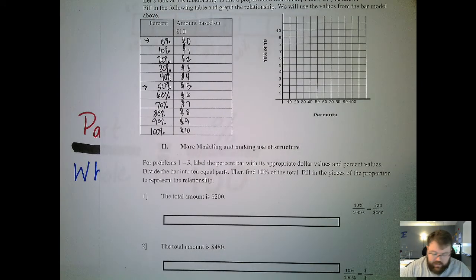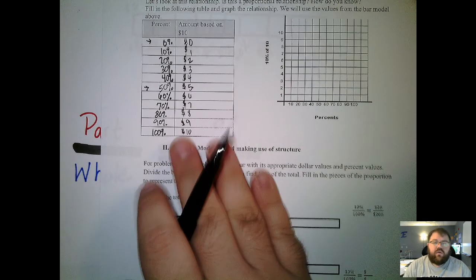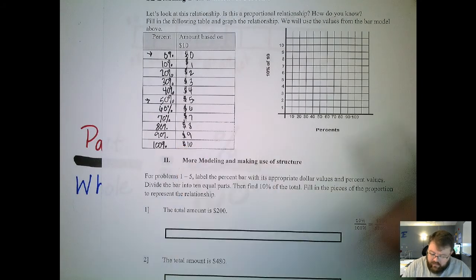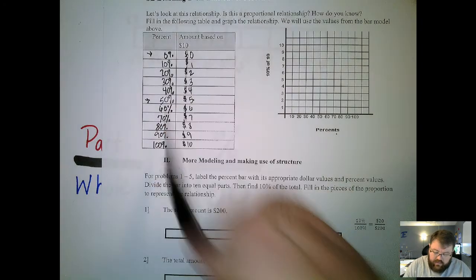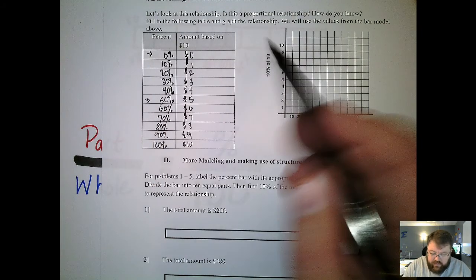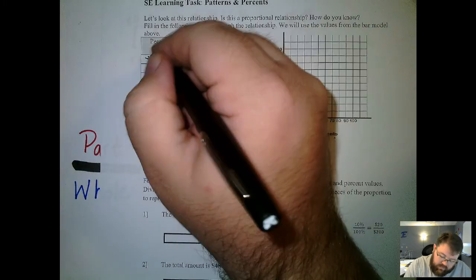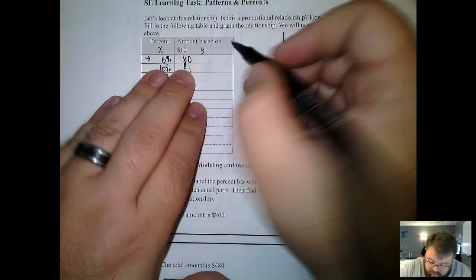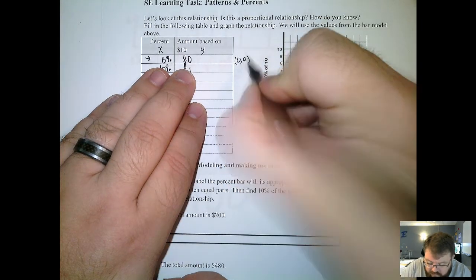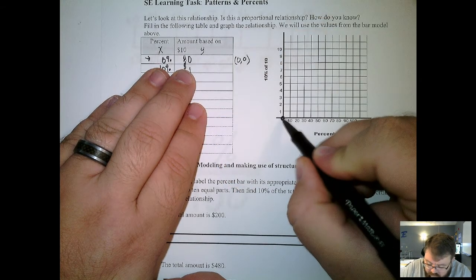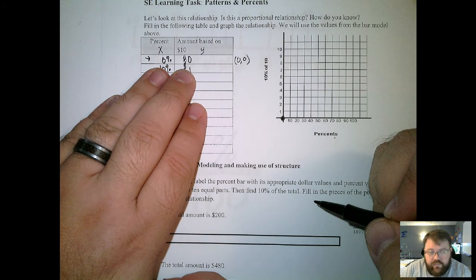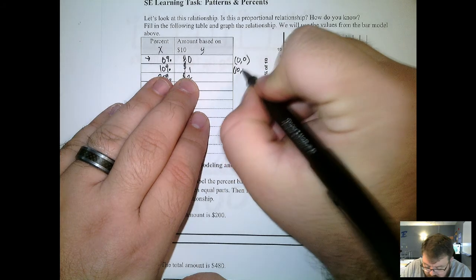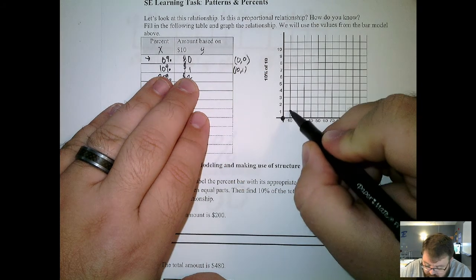Okay? Now, next, let's graph these. So what we have learned is here we have the percents as our x-axis. The percent of 10 is our y-axis. So we have x and y. We have ordered pairs here, 0, 0. So that is our origin. Next is 10, 1. So over 10, up 1.